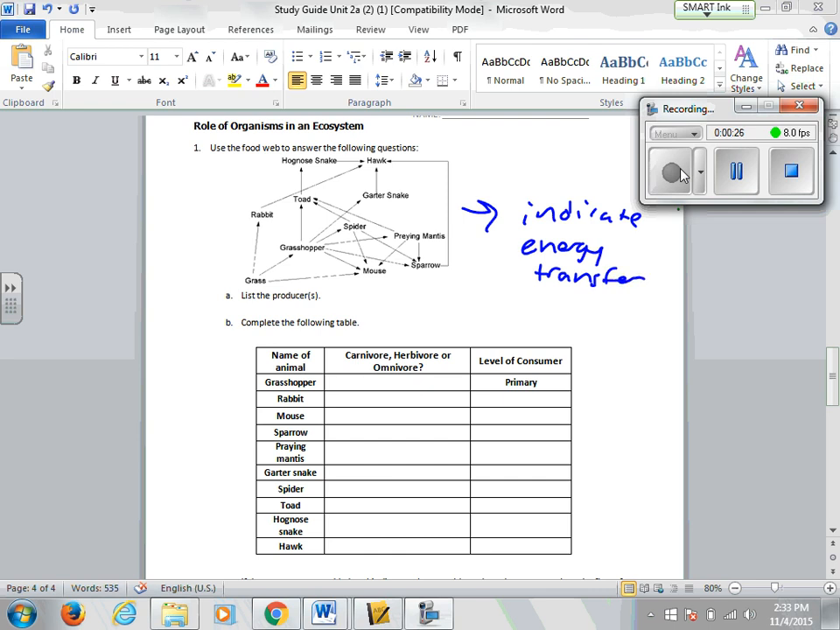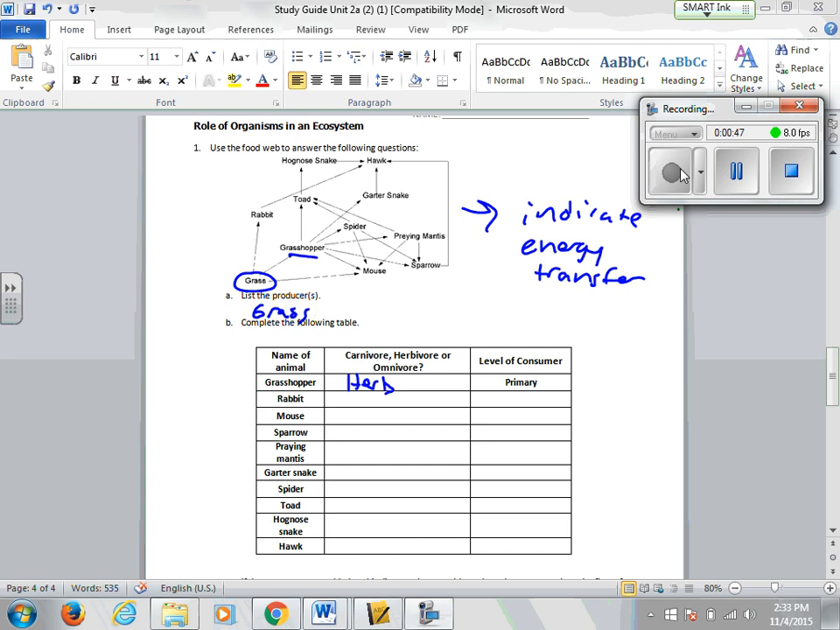So when looking at the producers, grass. Grass is the producer. And then down here we have a chart that serves as a guide: who are the consumers? What do they do? What do they eat? What level do they serve? So the grasshopper right here, of course, that's an herbivore because it eats plants, and it's a primary consumer.